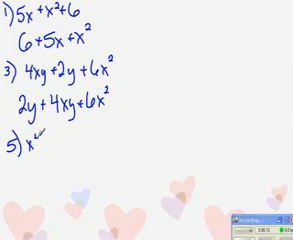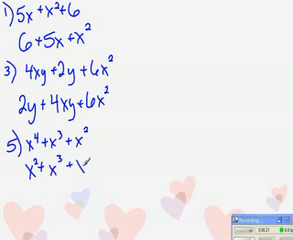Number 5, you have x to the fourth plus x to the third plus x squared. They're exactly backwards. Lowest power, next lowest, highest.